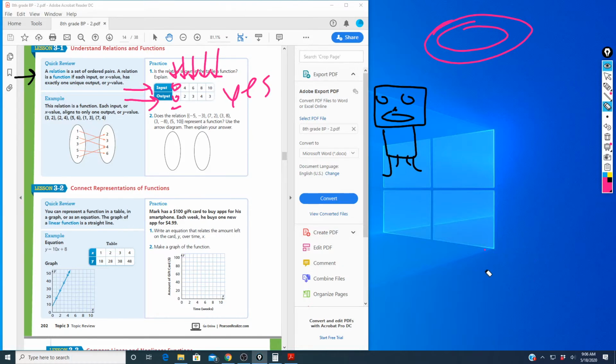So number 2: the relation shows these pairs of numbers right here. Does it represent a function? It says to use the arrow diagram. Just for this instance, I'm going to do it down here because I can't write that small. So let's use our x values. Let's have a -5, a 7, and it looks like we have a 3, and then we have another 3.